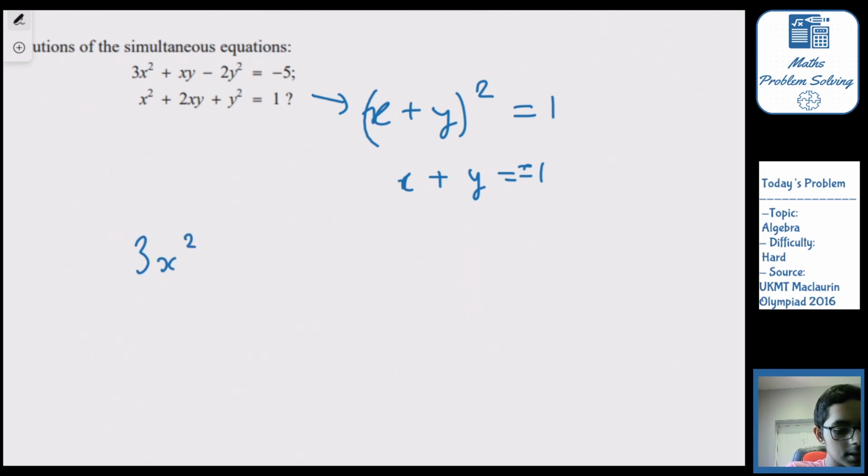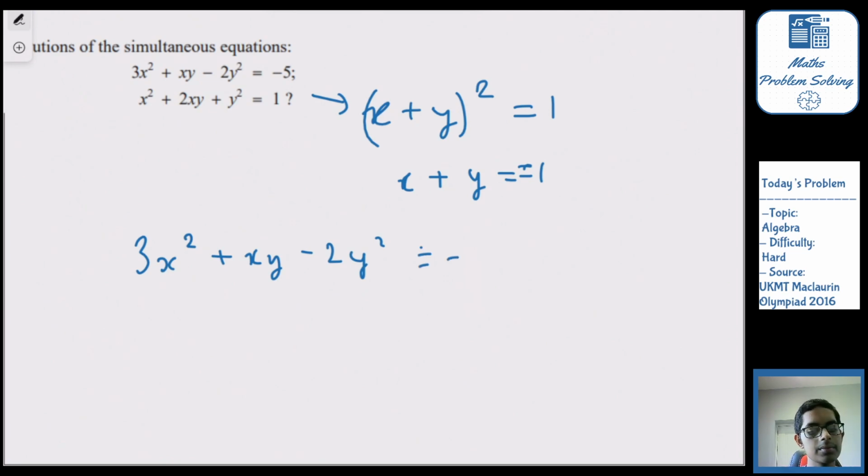Now let's try and factorize the top one. So 3x squared plus xy minus 2y squared equals 5 or minus 5. There are no immediate factorization methods which we could use. We could use completing the square, but that's just a real struggle. So we need to try and factorize this term. Just looking at it, obviously there aren't any clear factors, but we can try and think about this logically.